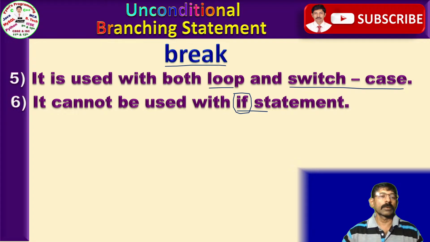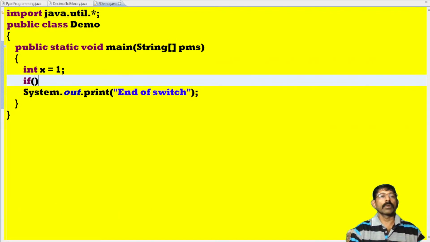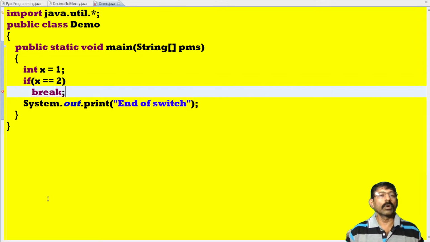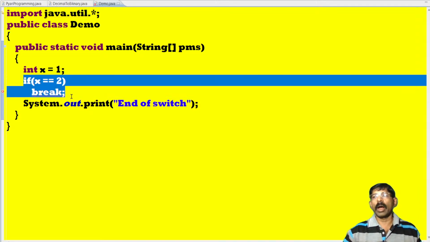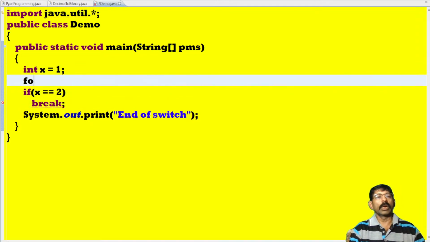So let's see. If I'm simply having an if condition over here, if x is equals to 2, then break. Now look at this, it is generating an error in the break statement, because it is not iterating. So I cannot use break. But if I use a loop, it will remove this.